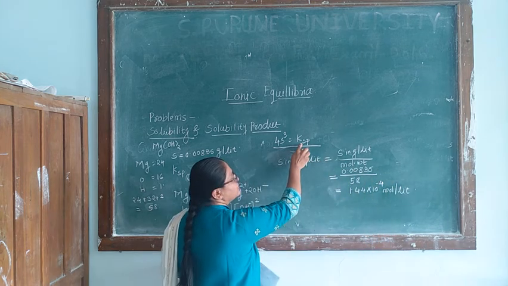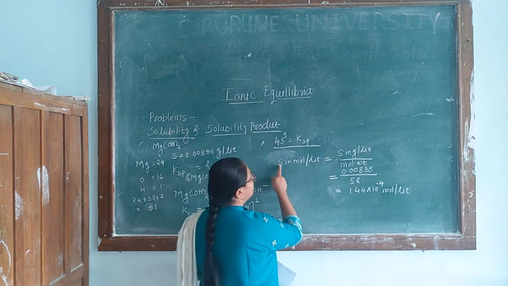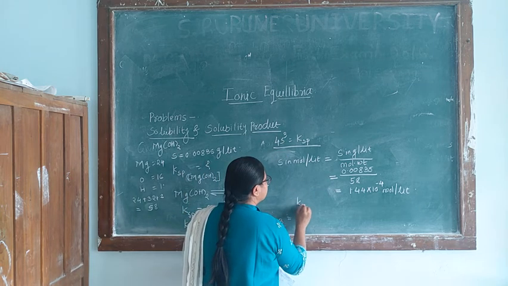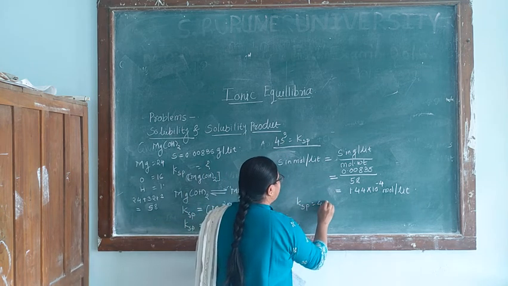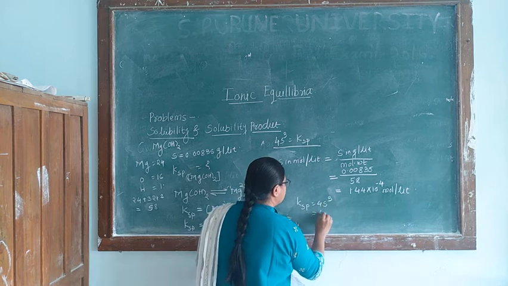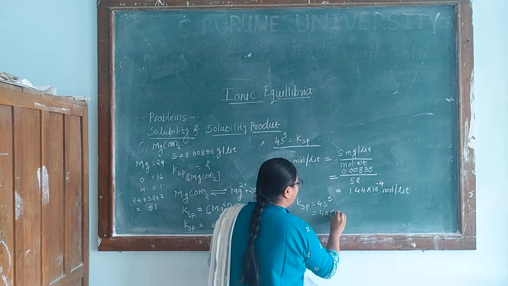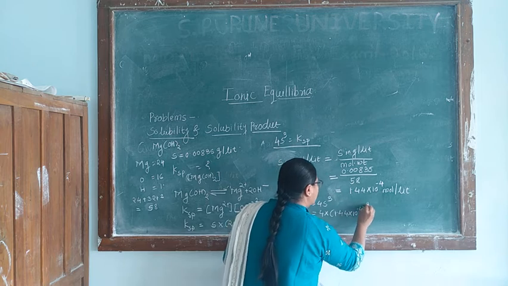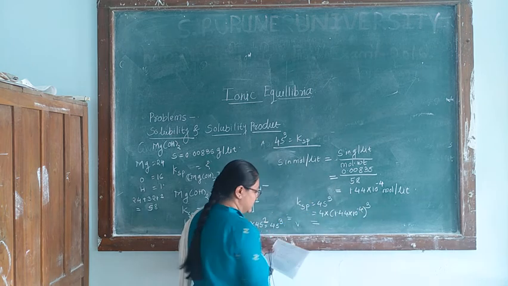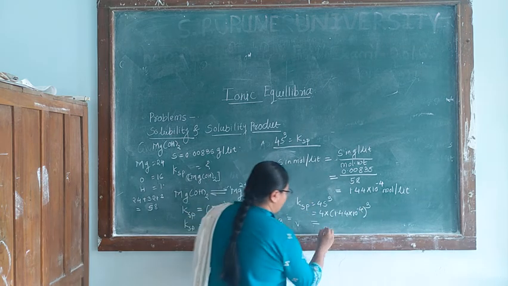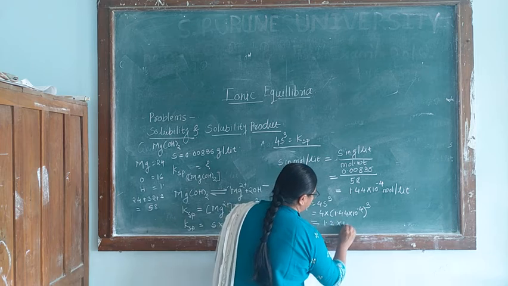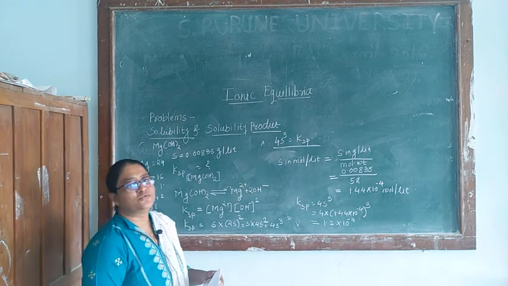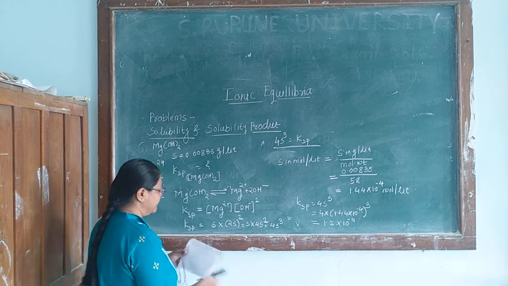Now you can calculate the solubility product by substituting the solubility here in moles per liter. So Ksp is equal to 4S cube. So this is 4 into (1.44 into 10 to the power minus 4) cube. So this is equal to 1.2 into 10 to the power minus 11. This is the solubility product of magnesium hydroxide.